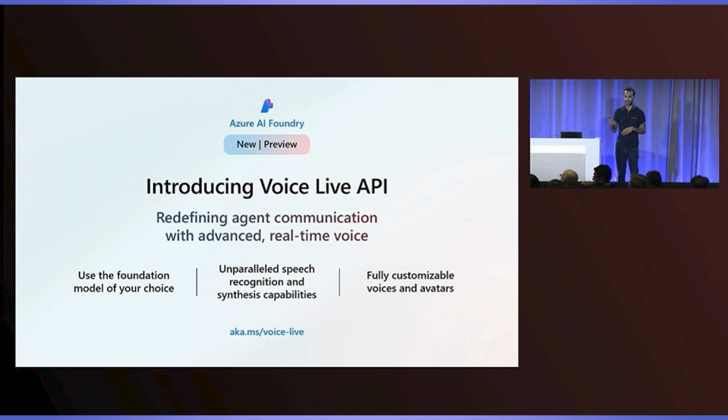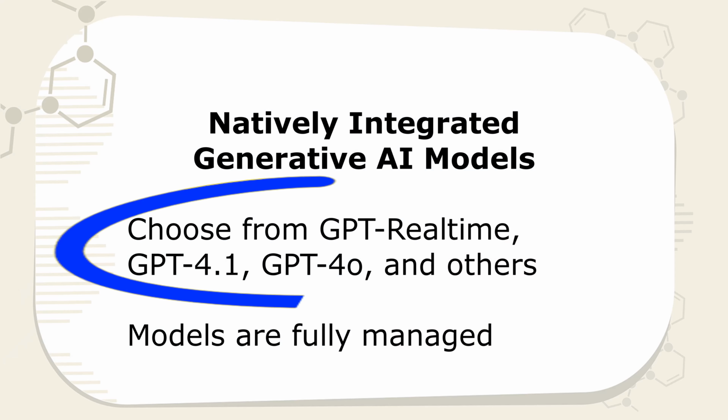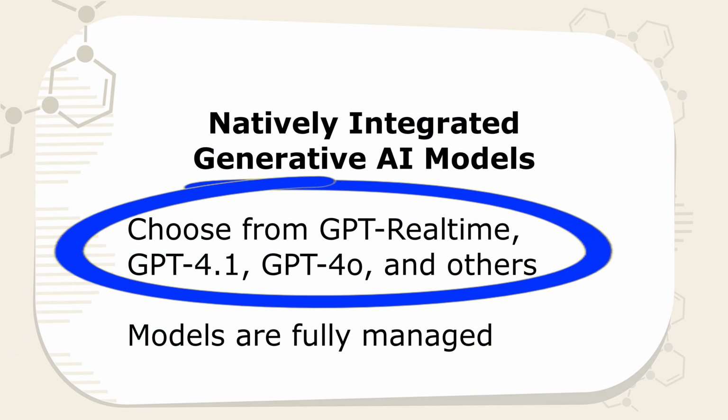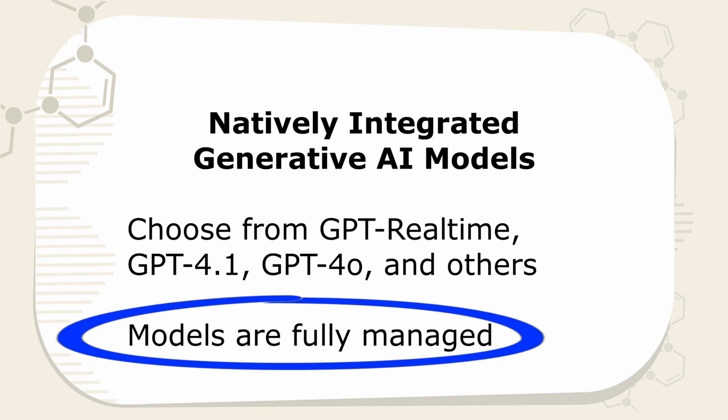This service was first rolled out into public preview at the Microsoft Build conference in May of this year, but there have been several enhancements now that it's GA that improve developer experience and also performance. So let's go over some of the major ones. First, there's more natively integrated generative AI models. You can choose from GPT Real-Time, GPT 4.1, GPT 4.0, and many others. Also, the models are fully managed, so there's no need to deploy or scale them yourself.